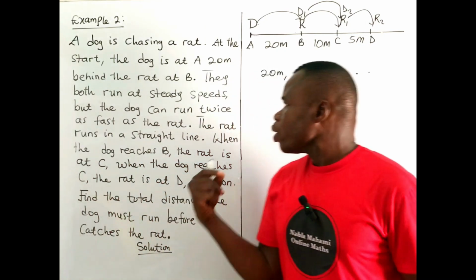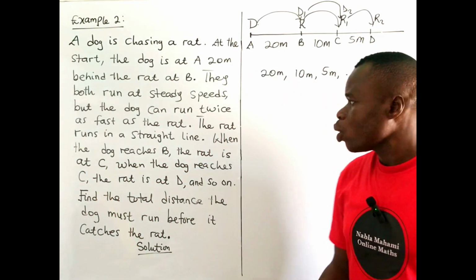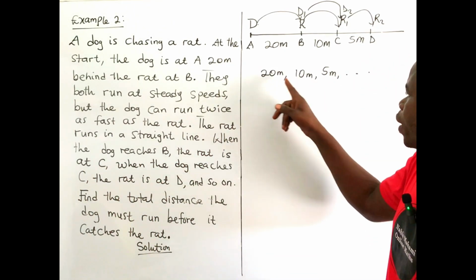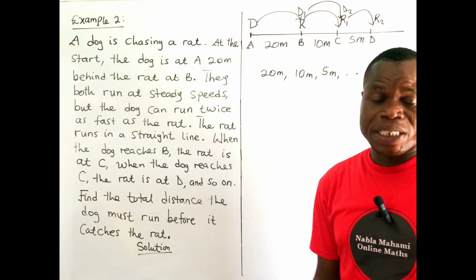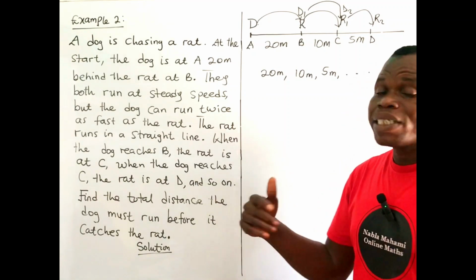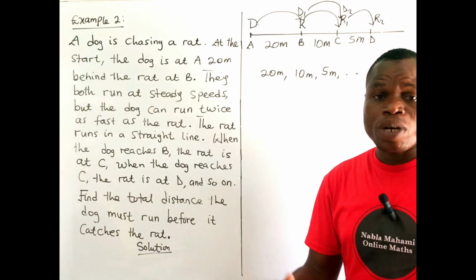Now, let's look at the values. You see that these values, 20, 10, 5, are now in the form of a sequence. And you know that under series and sequence, we have two types of sequence.